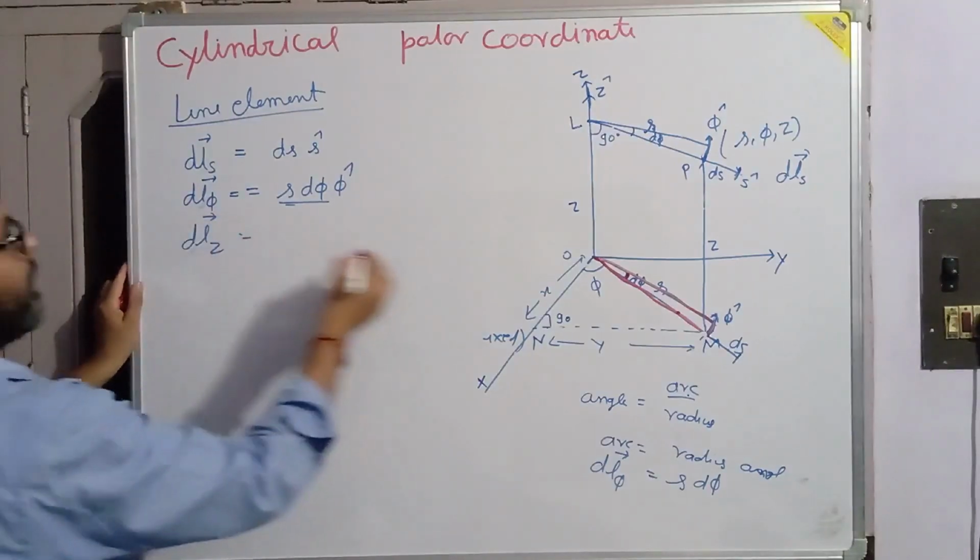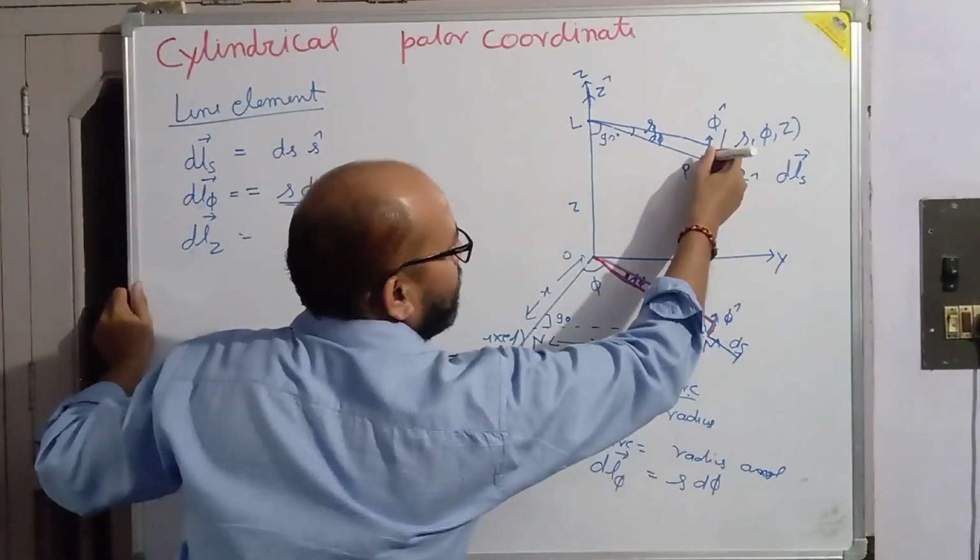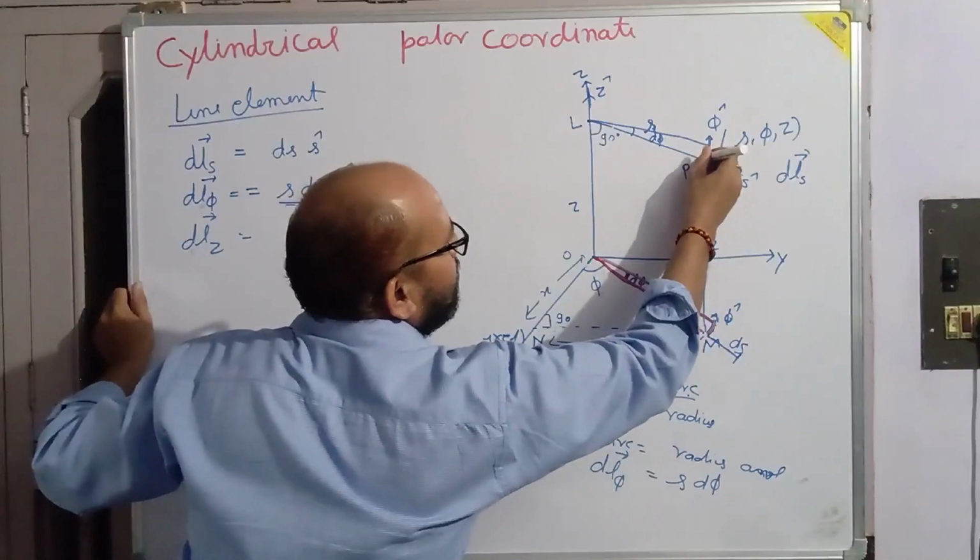Again the same thing, similarly dl_Z. Here it is increasing in this direction. Look at this point, the point P, similar point, and Z increasing.